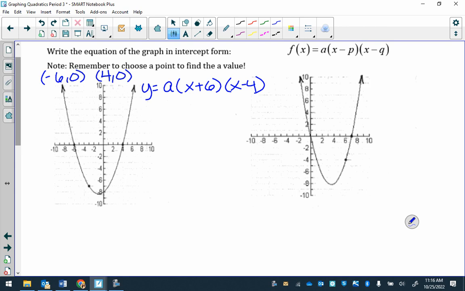Okay, we need to pick a point. Okay, I'm sorry the graphs are a little grainy looking at it. What point should we choose? What do you guys think? Yeah. The y-intercept we could choose, which is 0, negative 8. Okay. So let's try.